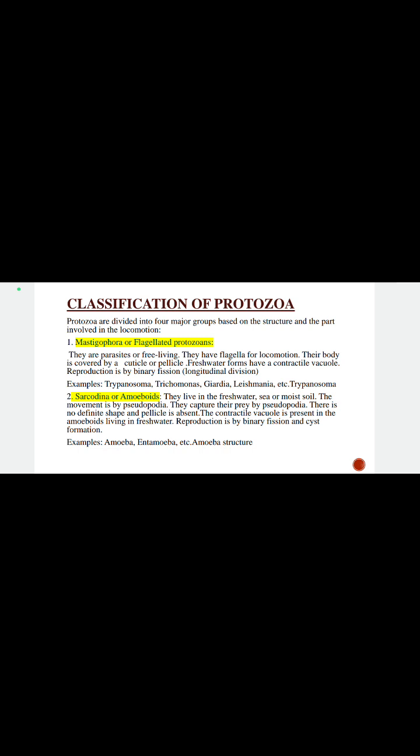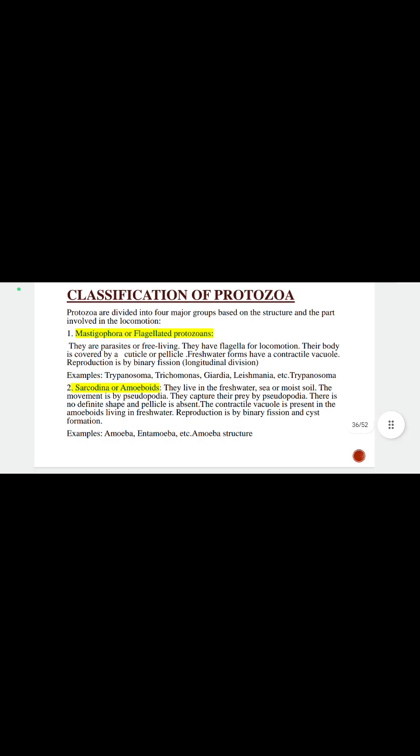Then Sarcodina, or amoeboids. They live in freshwater, sea or moist soil. The movement is by pseudopodia. They capture their prey by pseudopodia. There is no definite shape and pellicle is absent here. The contractile vacuole is present in the amoeboids living in freshwater. Reproduction is by binary fission and cyst formation.